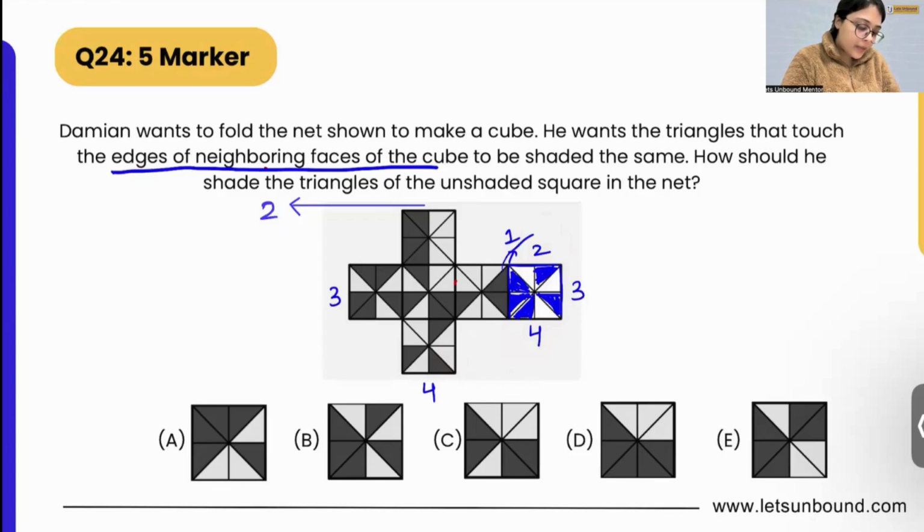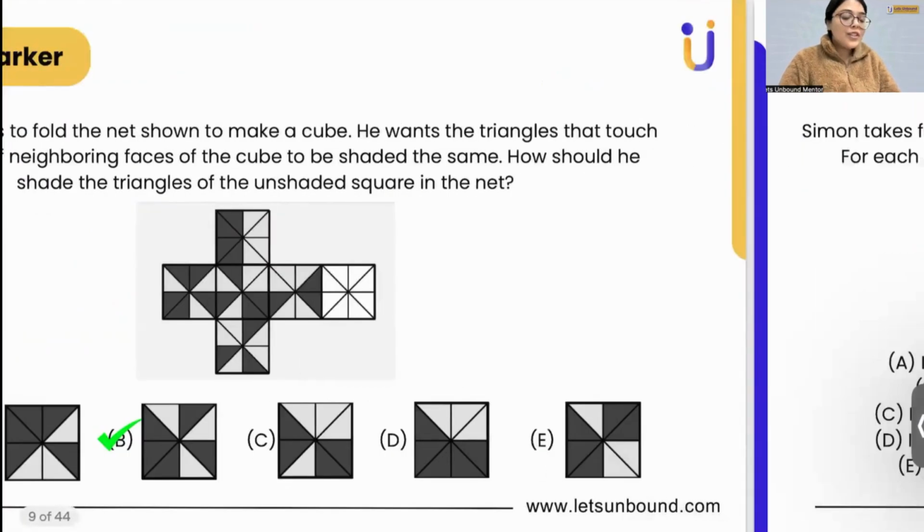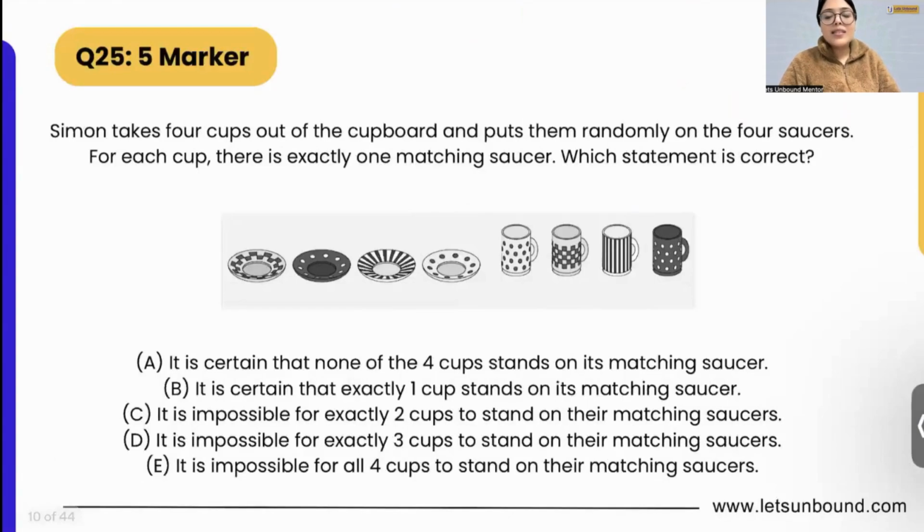Now, whatever image we have got here, try to resemble it from the options. Whichever option it resembles will be the correct answer. So we can see clearly it is option B. I hope this was easy. Moving on to the last question and the most simple question.